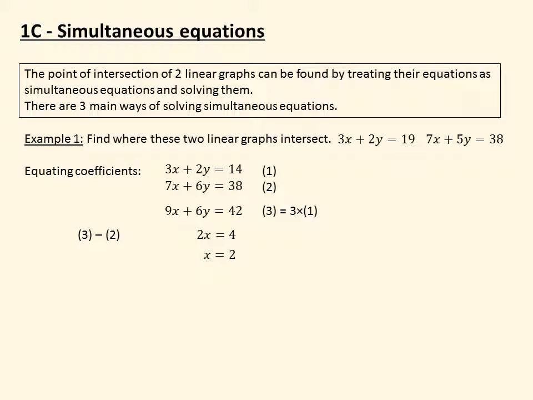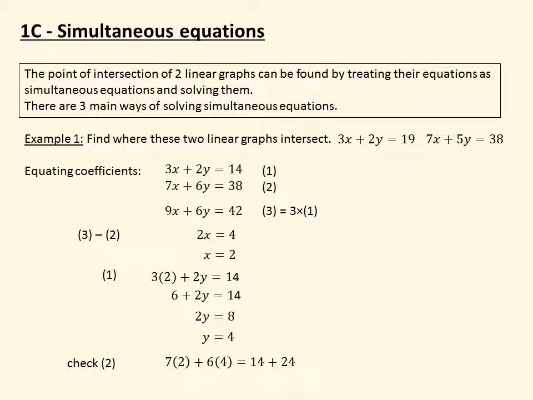We can put this value into either of the equations to get y. We're going to put it into equation 1. This tells us y is 4. We've used equation 1. It's always a good idea to check your values. So we're going to put it in 2. If we check this sum, we get 38, which is the correct answer. So these two lines intersect at the point 2, 4.